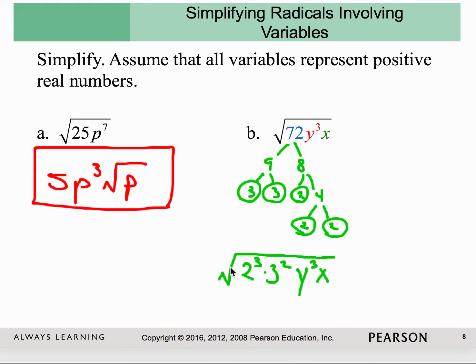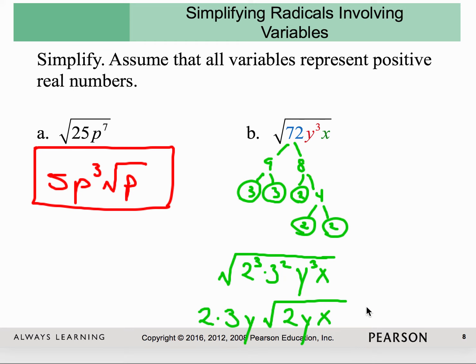Now this is a 2. So how many times does 2 go into 3? 1 time, so I can bring 1, 2 out. But there's 1 left over. How many times does 2 go into 2? 1 time, so I can bring 1, 3 out. And there's nothing left over. It goes evenly. How many times does 2 go into 3? 1 time, but there's 1 left over. How many times does 2 go into 1? It doesn't, so I can't bring any out.